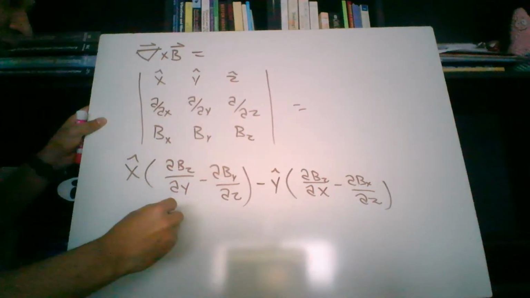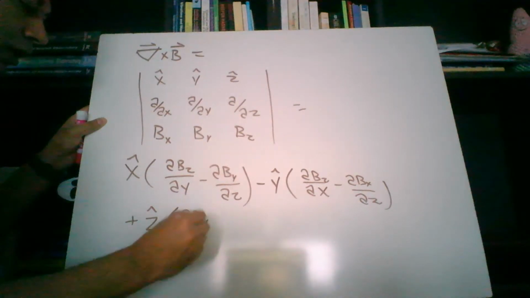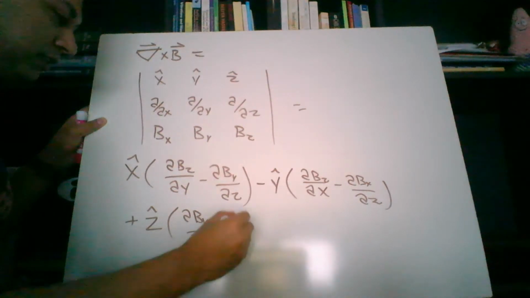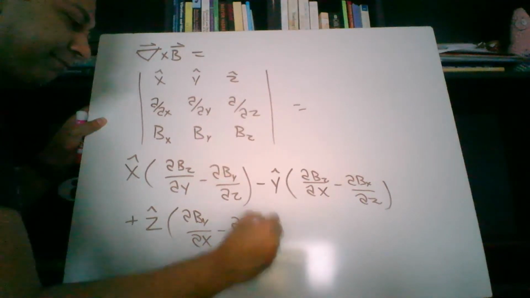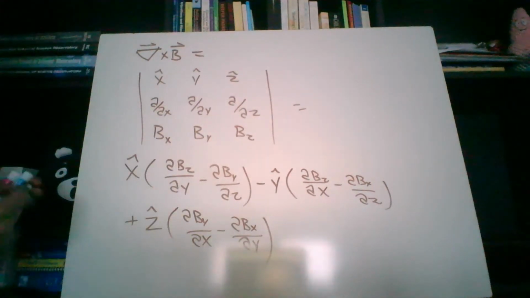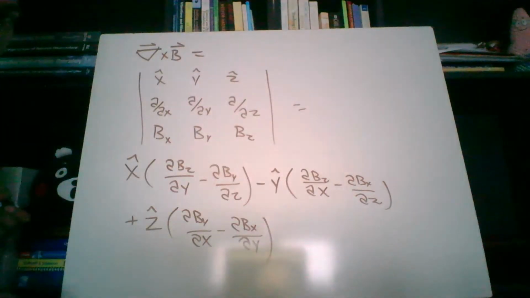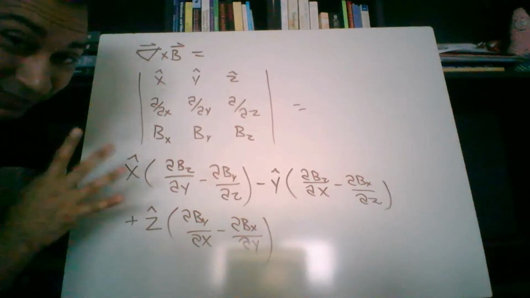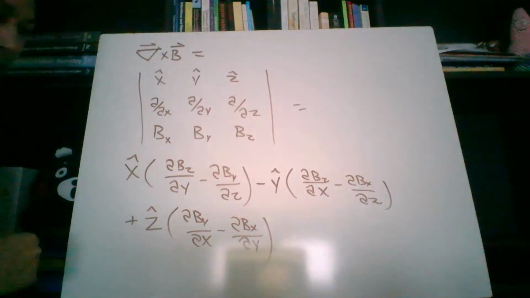That's going to equal this determinant right here, which is d by over dx minus d bx over dy. And so that is mathematically written out. What this is telling us is that there could be an x component, a y component, and a z component.